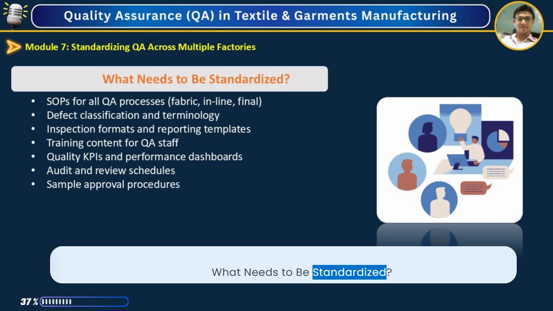What needs to be standardized? SOPs for all QA processes. Defect classification and terminology. Inspection formats and reporting templates. Training content for QA staff. Quality KPIs and performance dashboards. Audit and review schedules. Sample approval procedures.